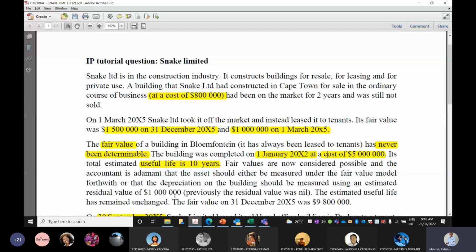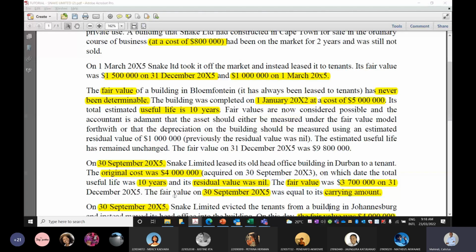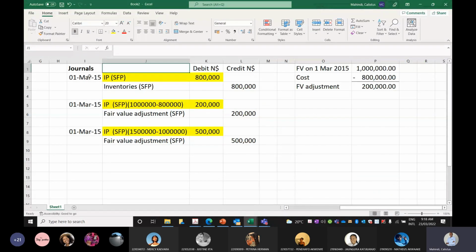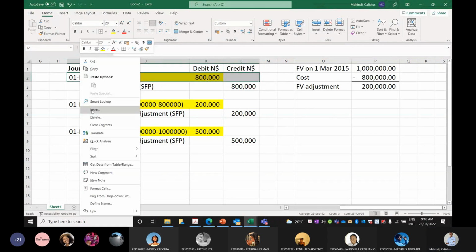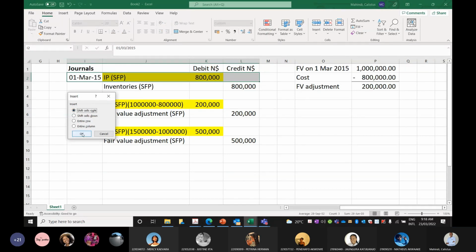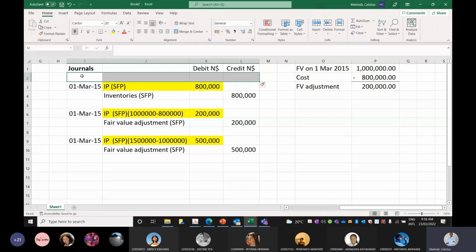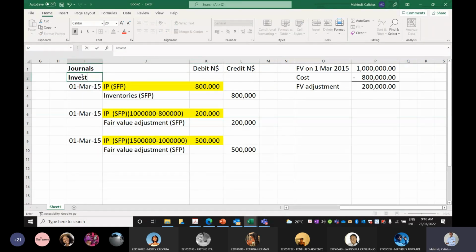Let us look at the next one. This property is investment property at fair value. This would be our investment property at fair value. All right, so all this property is investment property at fair value. Okay, let us go to the next one.